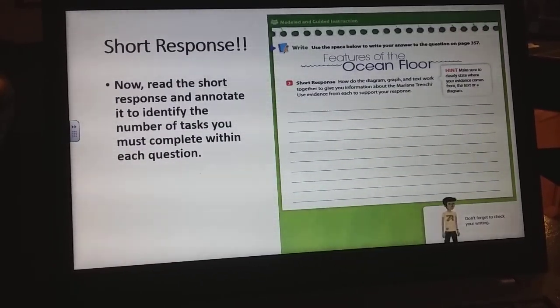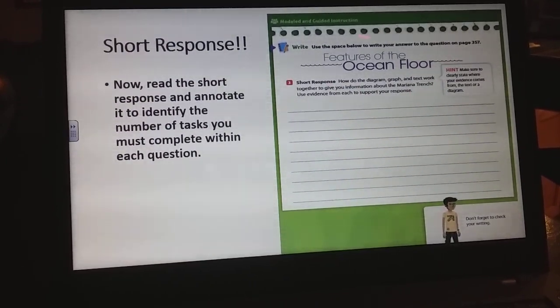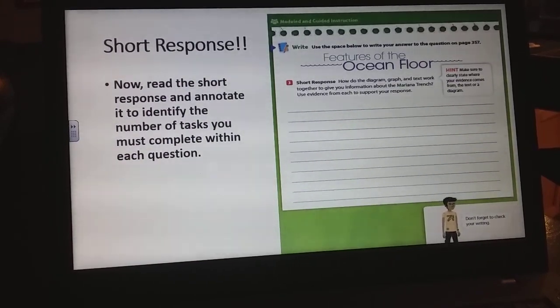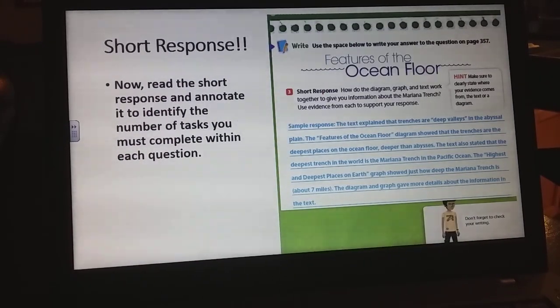let's look at our short response, and we're going to respond to the writing prompt, making sure we take care of all parts. So it says, how do the diagram, graph, and text work together to give you information about the Mariana Trench? Use evidence from each to support your response. Here is your answer, or a sample answer.